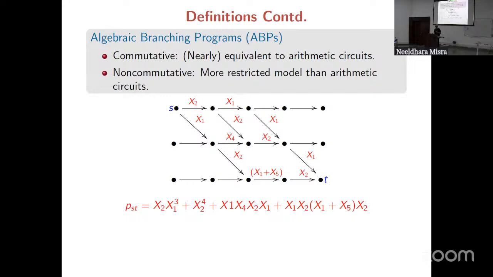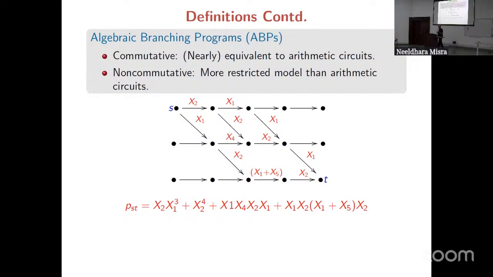Another important, interesting model of computation is what Sumedha spoke about in the morning, but in the Boolean setting. Algebraic branching programs are essentially like what she described, except that they're really like automata here. The only difference is that instead of accepting words, you have plus here. So it's going to sum up all the words that it accepts with possibly scalar coefficients in front.